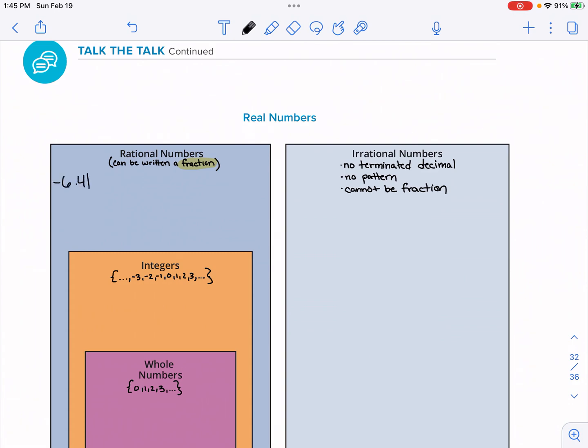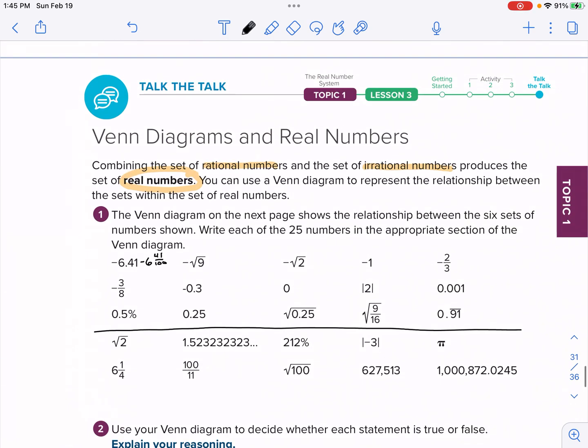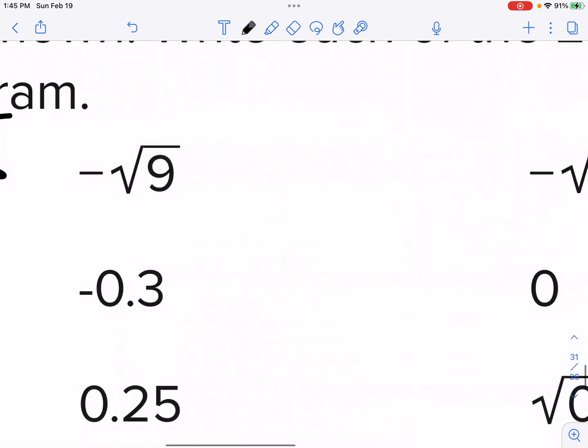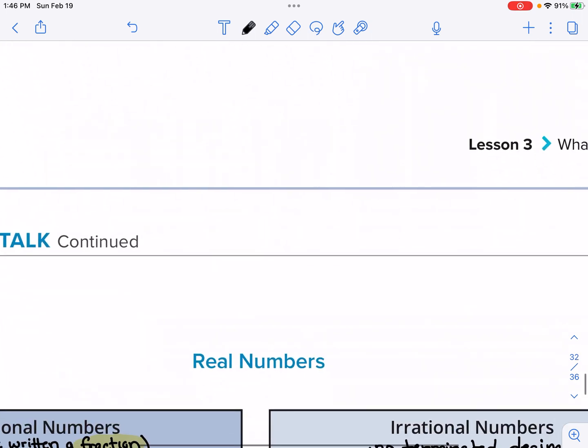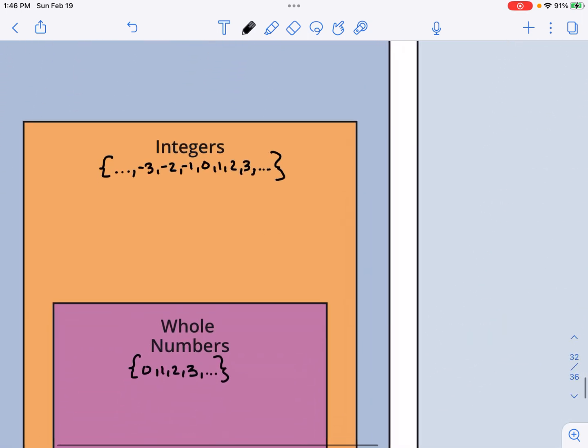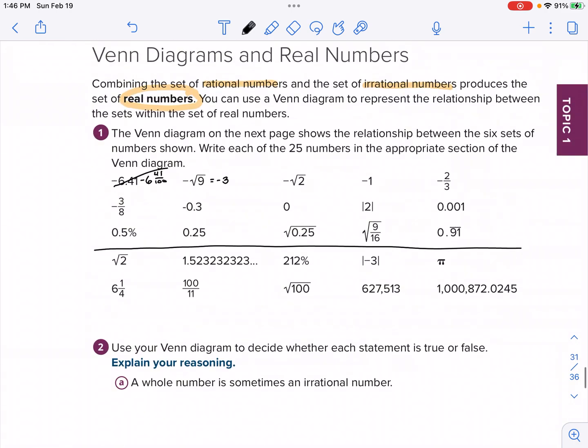Okay, let's go to the next one. This one can be simplified. This is equal to negative, and the square root of 9 is 3, right? Because 3 times 3 is 9. It's fine if you have a negative in front of the radical. So negative 3, where does that go? You can see that's a part of an integer, so we're going to put not negative 3, but negative square root of 9, which is equal to negative 3. All right, let's keep it going.